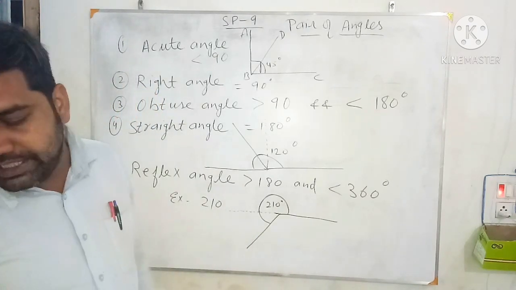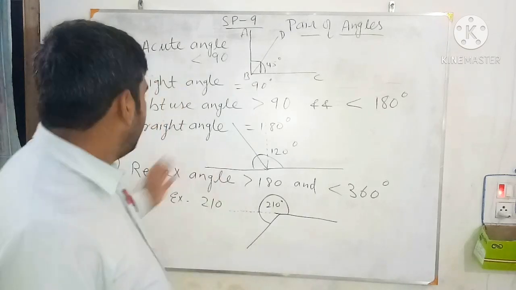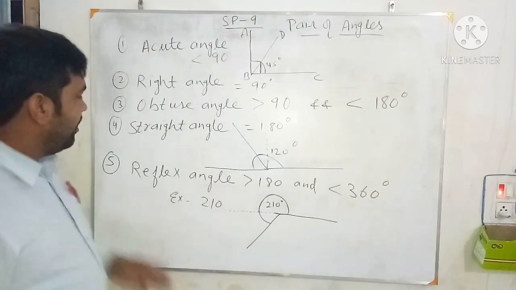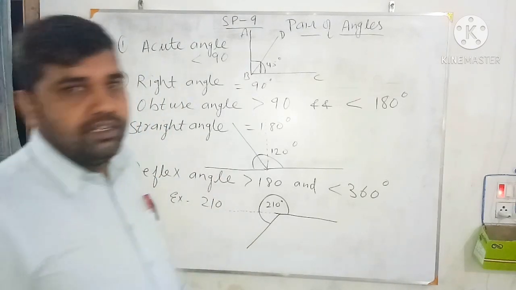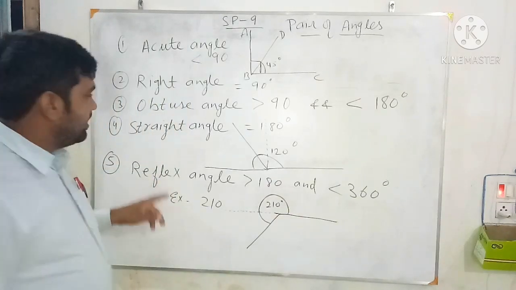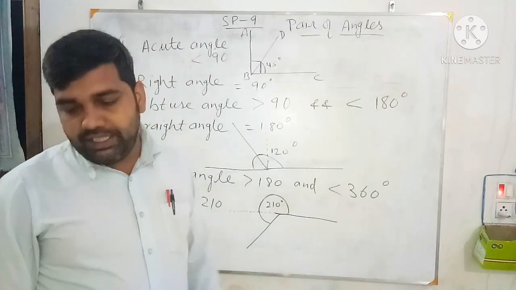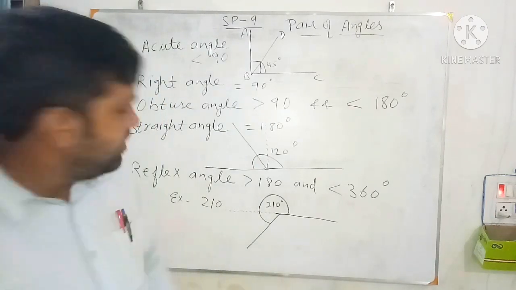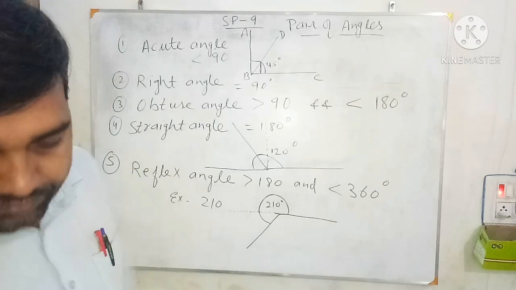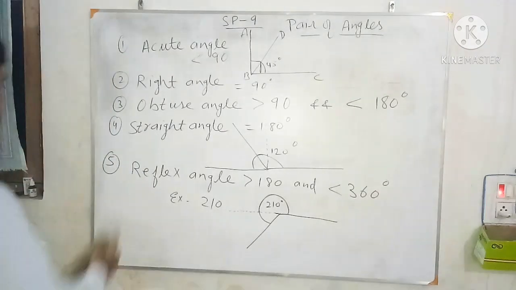Now 360 degree is called the complete angle. The sixth one is not given in the book, but we can also consider a sixth angle, that is a complete angle. Complete angle means the measurement of an angle which is exactly 360 degree is called the complete angle. Now we will study about the pairs of angles. Some pairs of angles we will see.